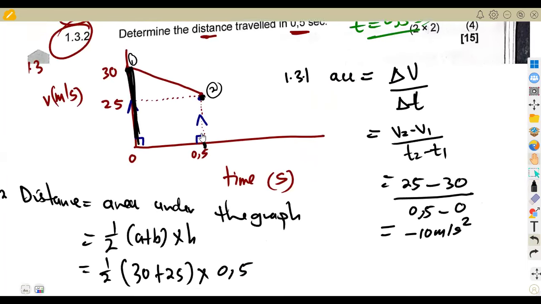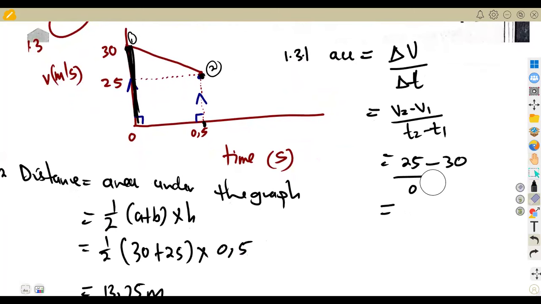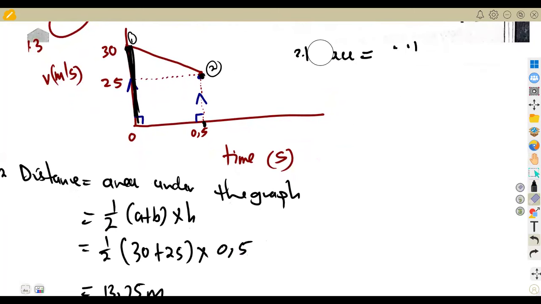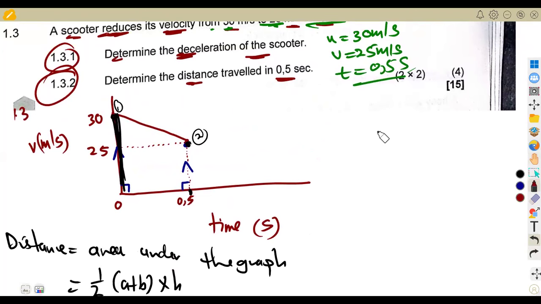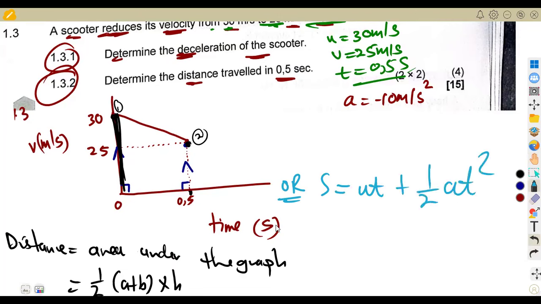Remember, our acceleration, which is our deceleration here, is negative 10. The other information we are given is U, and we also have A, which is negative 10 meters per second squared. We can also use these formulas to calculate S. Remember from the formulas I gave you, there is also displacement, so this is another way: S is equal to UT plus half AT squared. Also there's this one: V squared is equal to U squared plus 2AS.